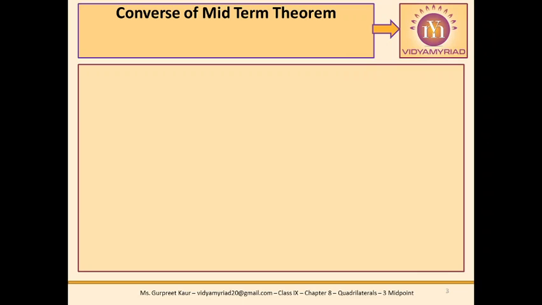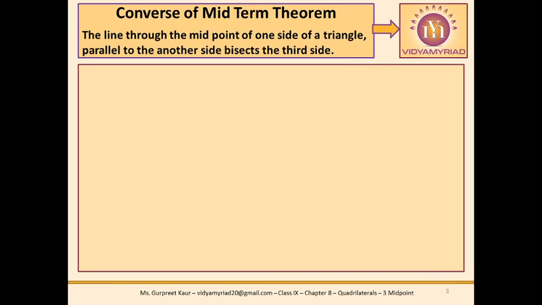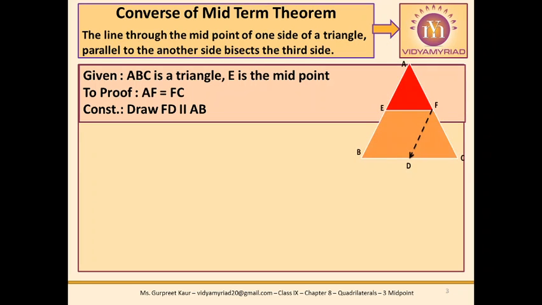Now let us do the converse of the midpoint theorem. It says that the line through the midpoint of one side of a triangle, parallel to another side, bisects the third side. Now let us understand this. What is given to us? ABC is a triangle and E is the midpoint. We need to prove that AF will be equal to FC. That means F is also the midpoint.